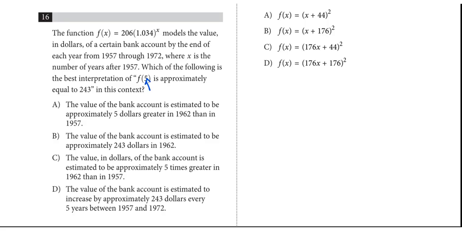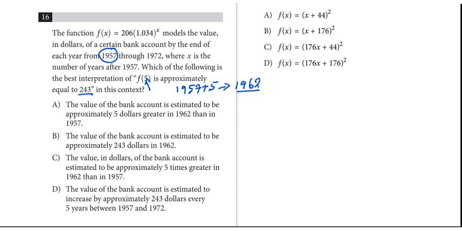So in 5 years, that means 1957 plus 5 would be 1962. So in the year 1962, which is 5 years, the amount would be this. Okay, so let's look at the options.